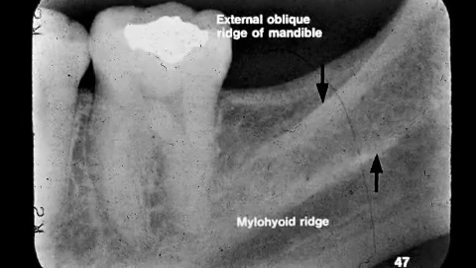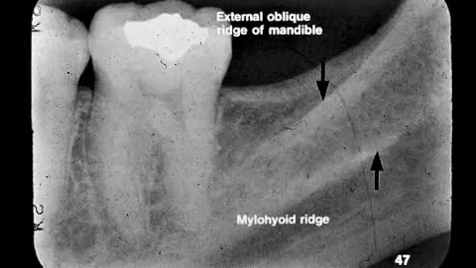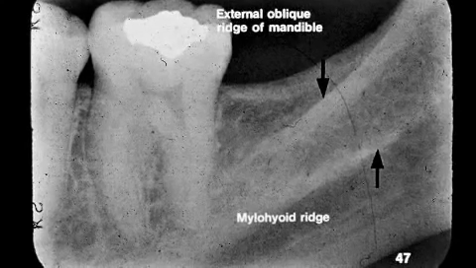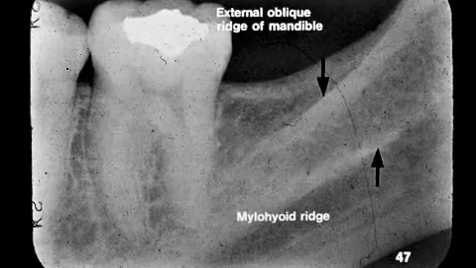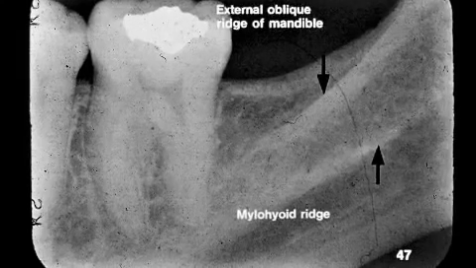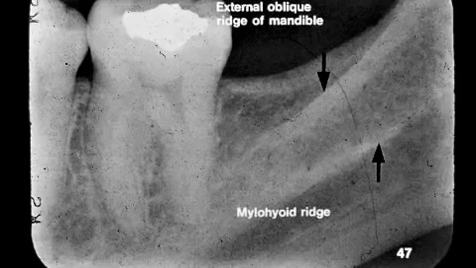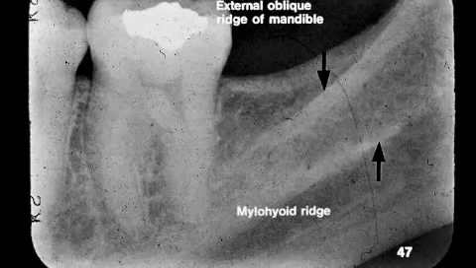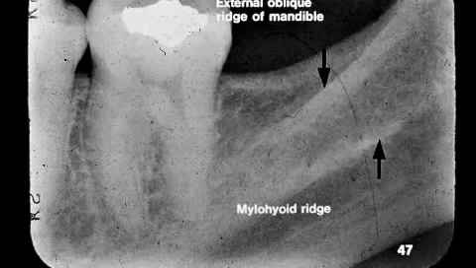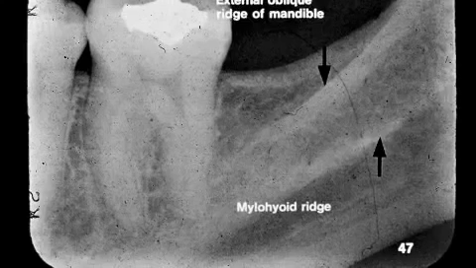Two radiopaque landmarks, the external oblique and the mylohyoid ridge, or in dental radiography we can call it the internal oblique lines, are shown. The external oblique is always superior, or above, the mylohyoid ridge. Sometimes we only see one of these, and if we see one, it is most likely the external oblique ridge that we will see.